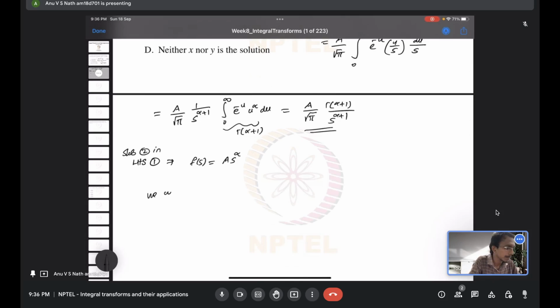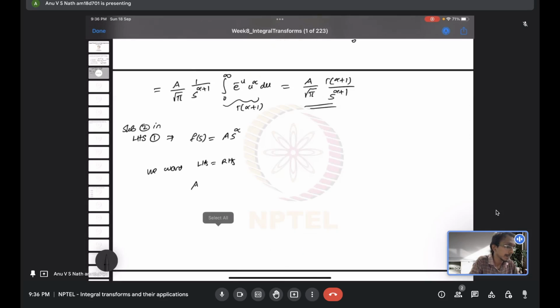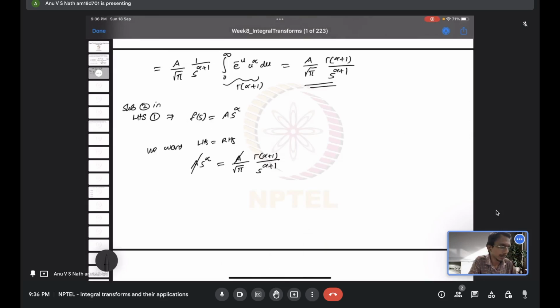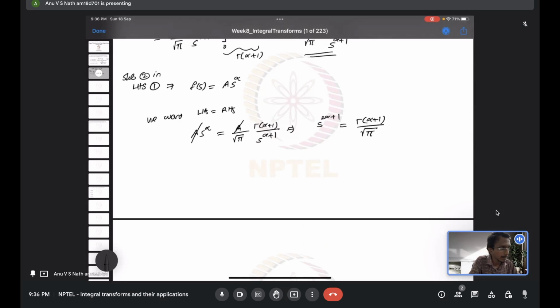So now the thing is that LHS should equal RHS. So we want LHS equal to RHS. That means a s raised to alpha should be equal to a by square root of pi gamma of alpha plus 1 by s raised to alpha plus 1. So we can take the a, which is an arbitrary constant, right? And you group together the terms containing s, because s is a variable. So you bring this s raised to alpha plus 1 on the left hand side till we become s raised to 2 alpha plus 1, and keep the constants somewhere, because alpha is a constant. And you see this will work.